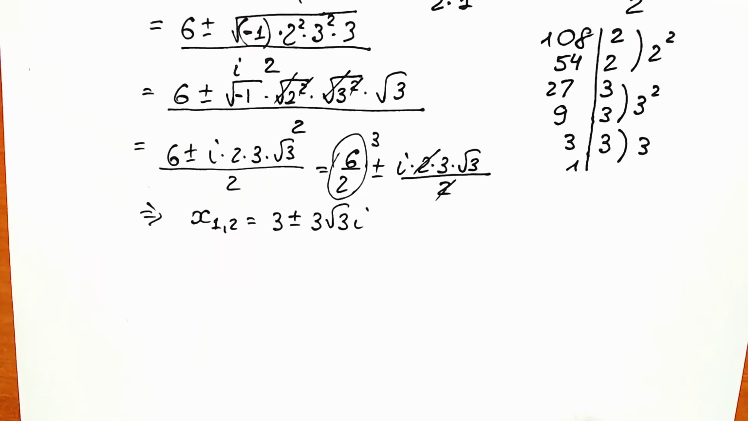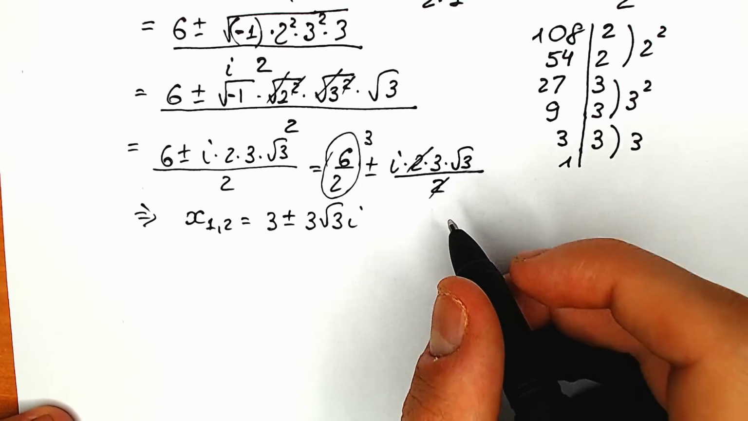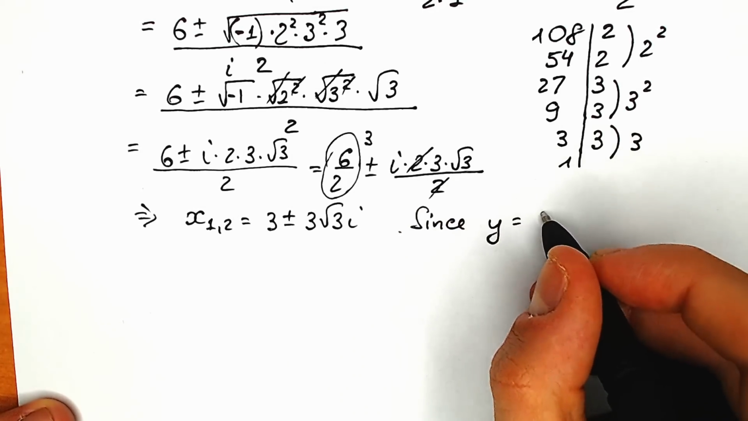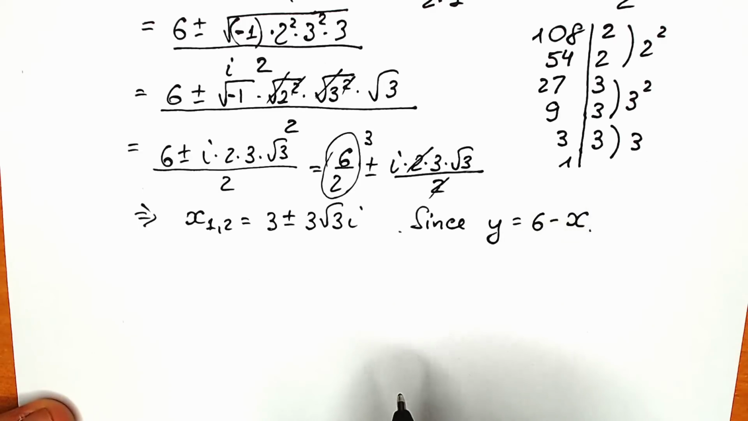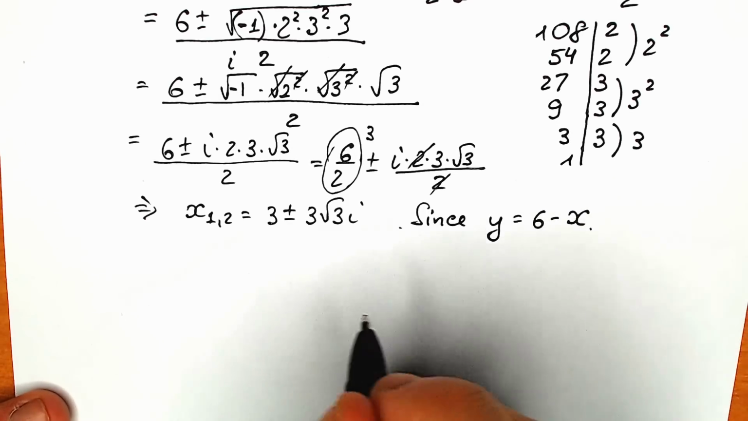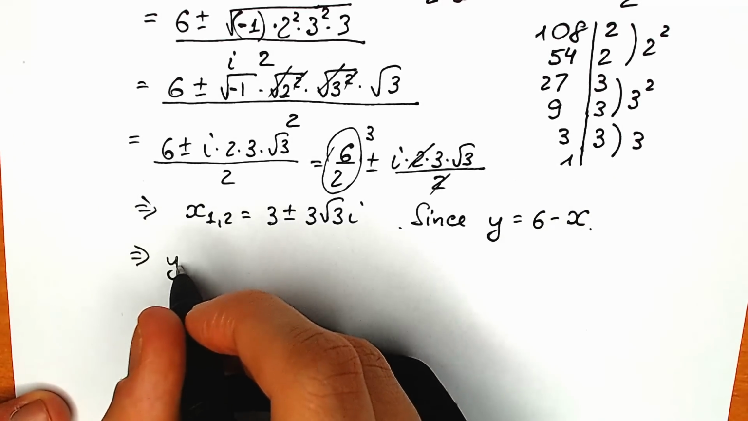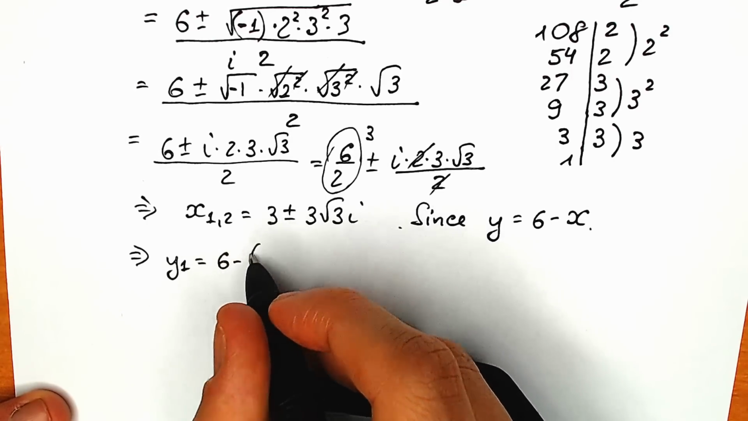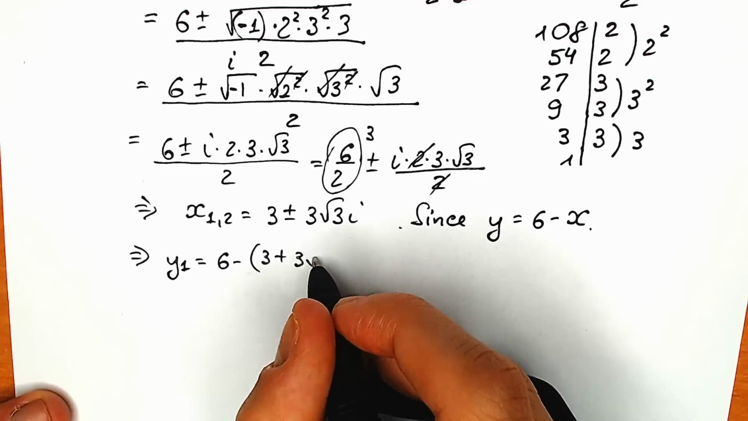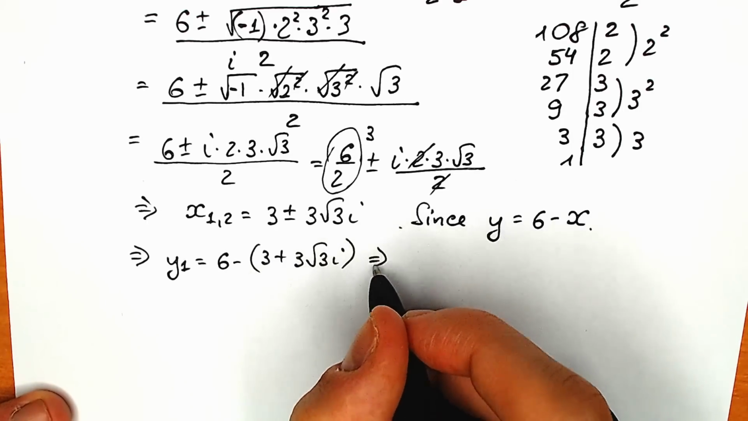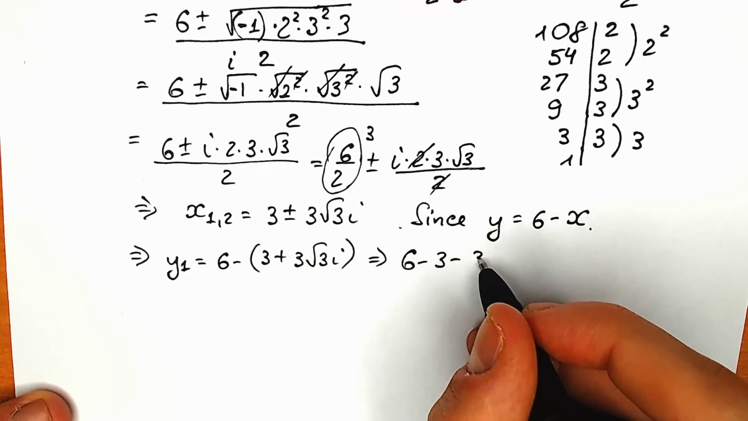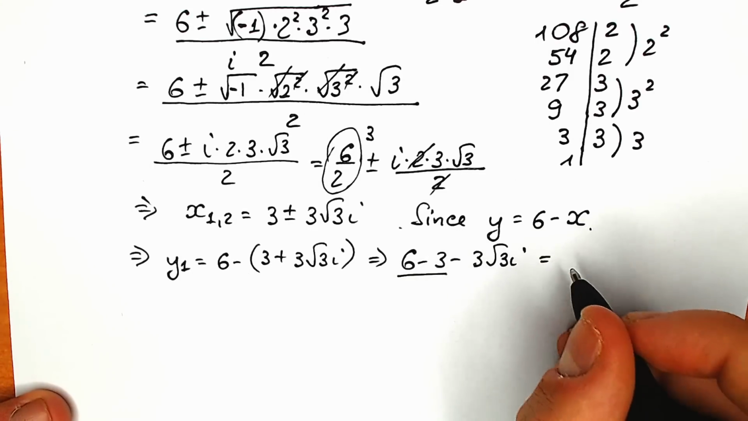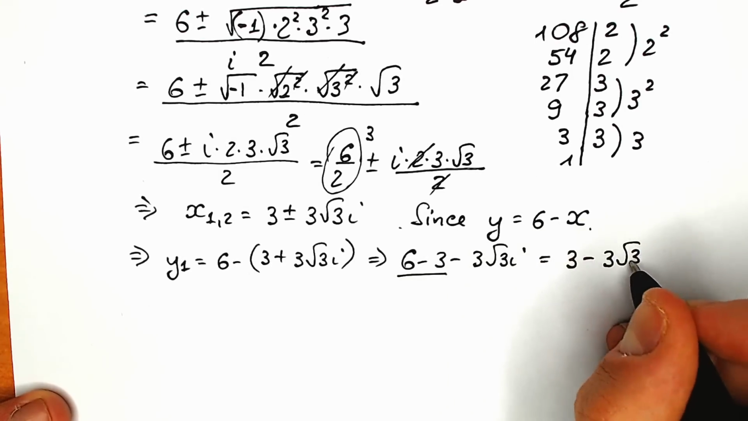And right now let's find our y first and y second, but don't forget about the substitution in the beginning, because y is equal to 6 minus x, okay? So as a result, we can consider y first and y second. So from here, our y first is equal to 6 minus x first. Let's go, for example, with the positive sign, doesn't matter. 3 plus 3 square root of 3 times I. We're gonna have like 6 minus 3 square root of 3 times I. As a result, 6 minus 3 is equal to 3. So we have 3 minus 3 square root of 3 times I.